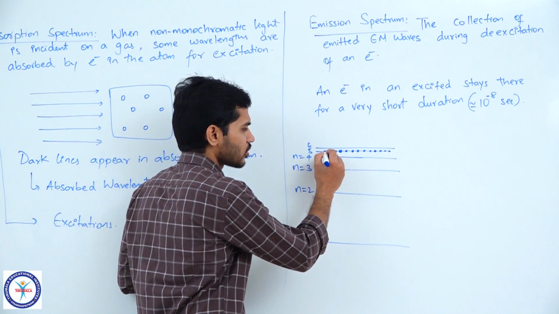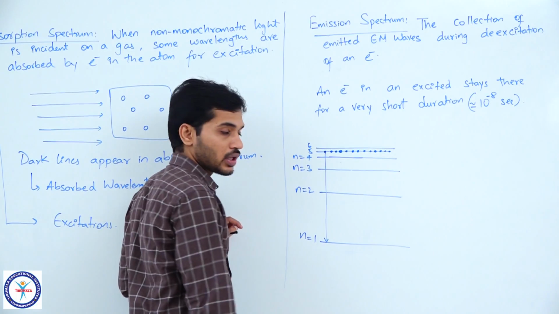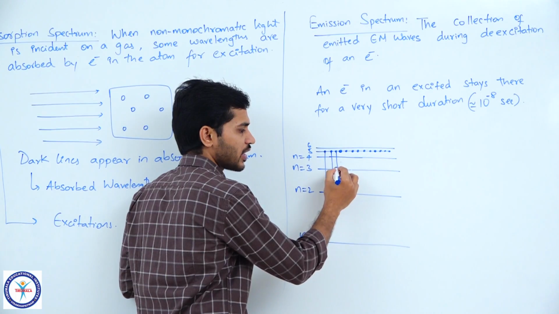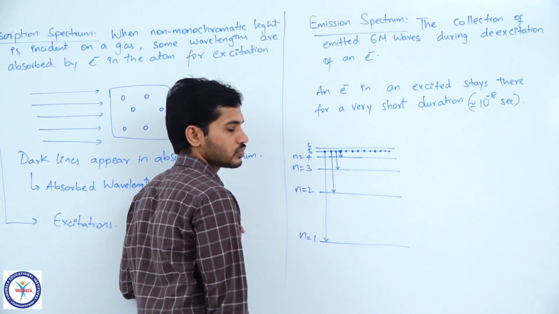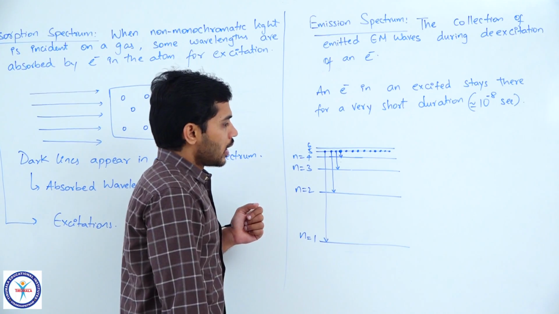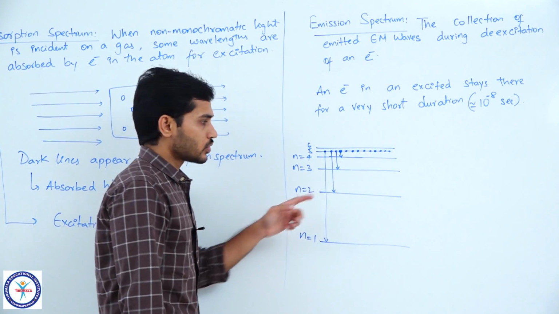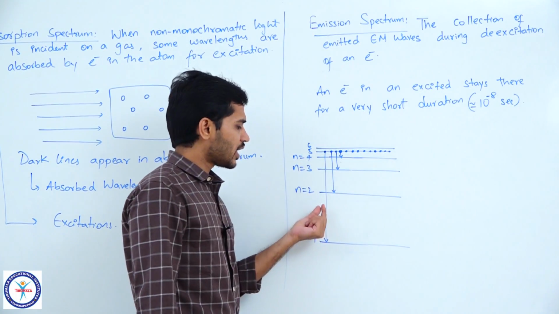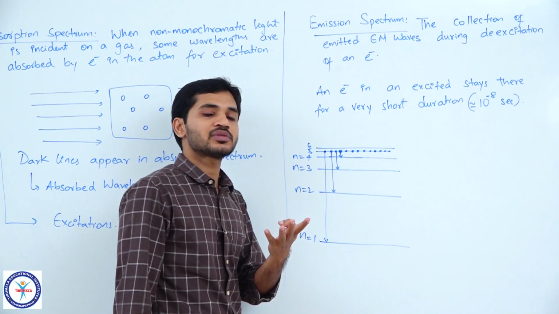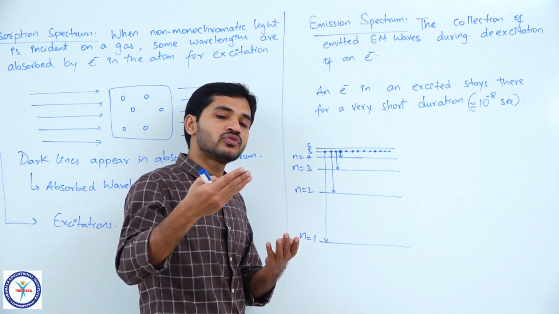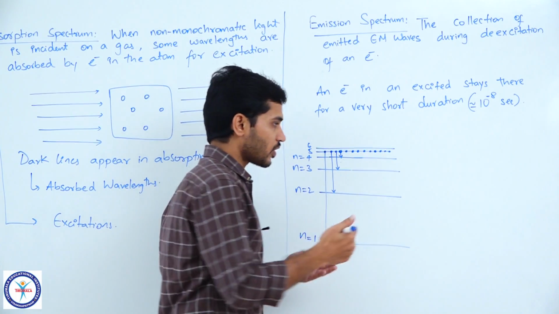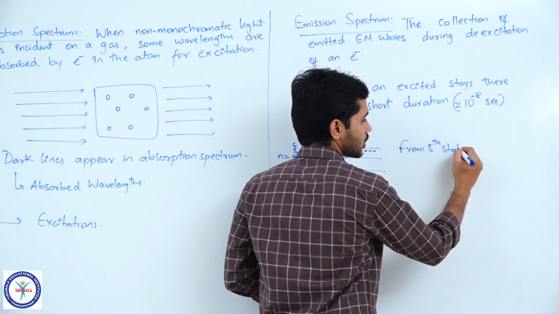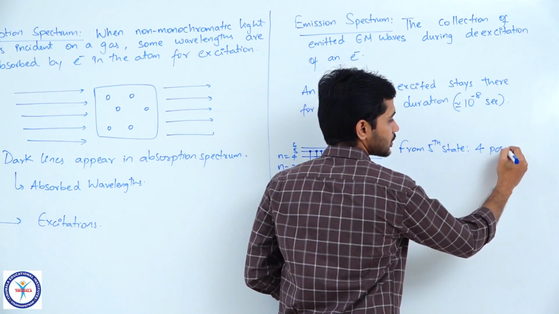Let's say this electron directly jumps from 5 to 1, this electron may jump from 5 to 2, this electron may jump from 5 to 3, and this one from 5 to 4. Similarly, if I consider the other electrons which are initially in the fifth state, they will undergo one of these transitions. So there are four possible ways in which an electron can move from the fifth state downwards. So from the fifth state, there are four possibilities.